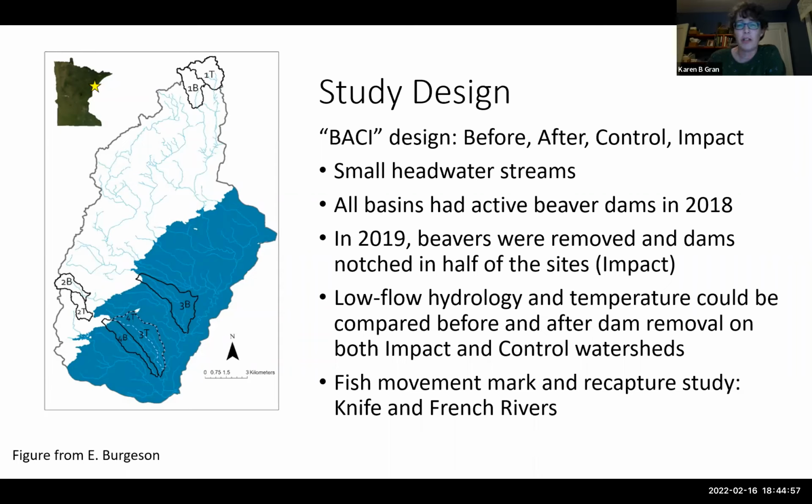Then the low flow hydrology and temperature could be compared before and after dam removal on the impact and the control watersheds. We also did a fish movement mark and recapture study. We had some sites on the Knife that overlapped with our hydrology sites and then also a number of sites on the French River.